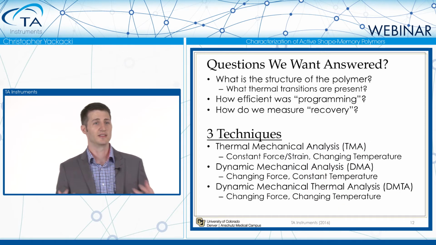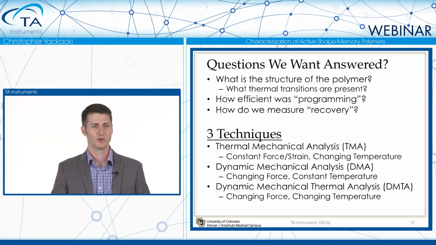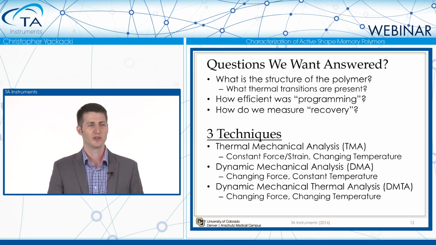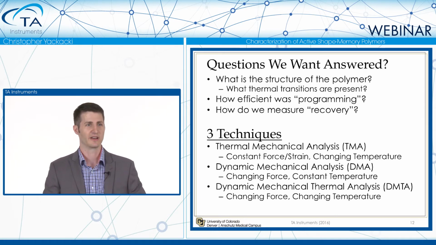So in looking at these polymers, these shape memory materials, some questions that you might want to answer are: what is the structure of the polymer? I said it has to have the appropriate structure. And usually you can determine that by looking at some of the thermal transitions that are present. You might want to look at how efficient your programming process was of reshaping it, cooling it, storing it, and everything.